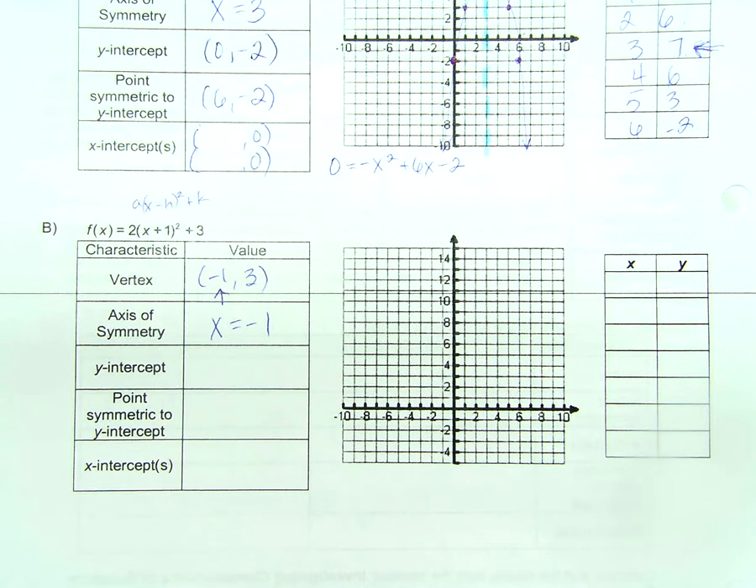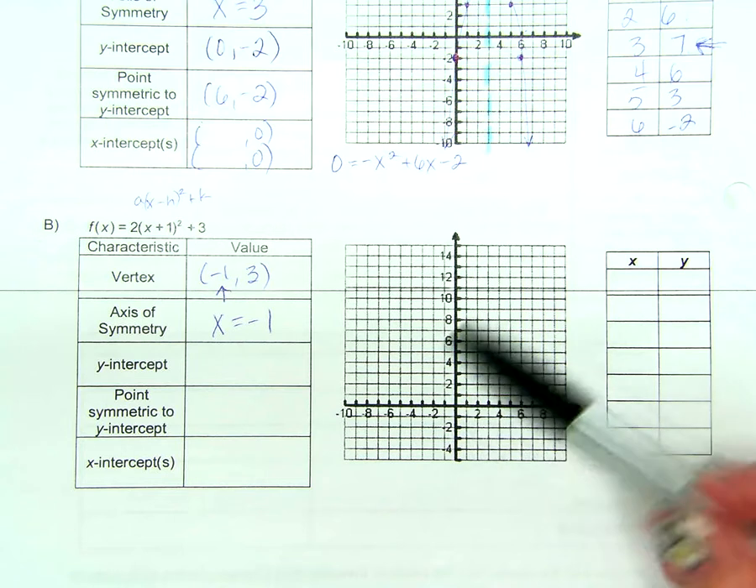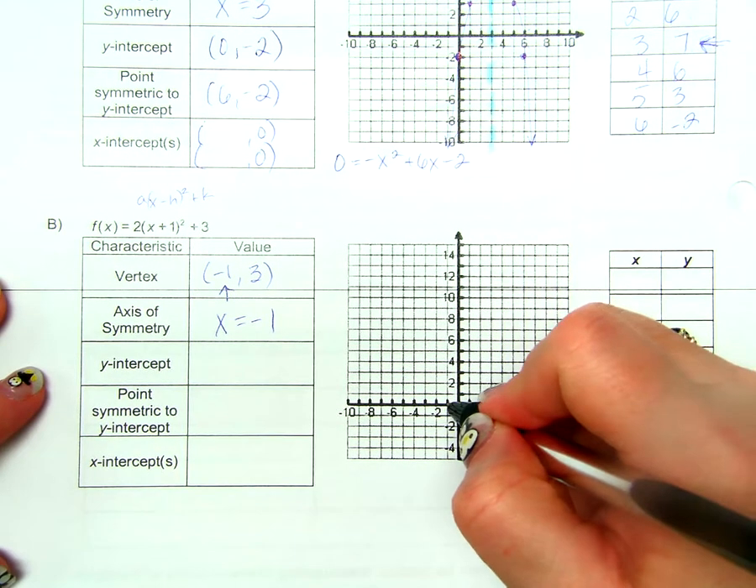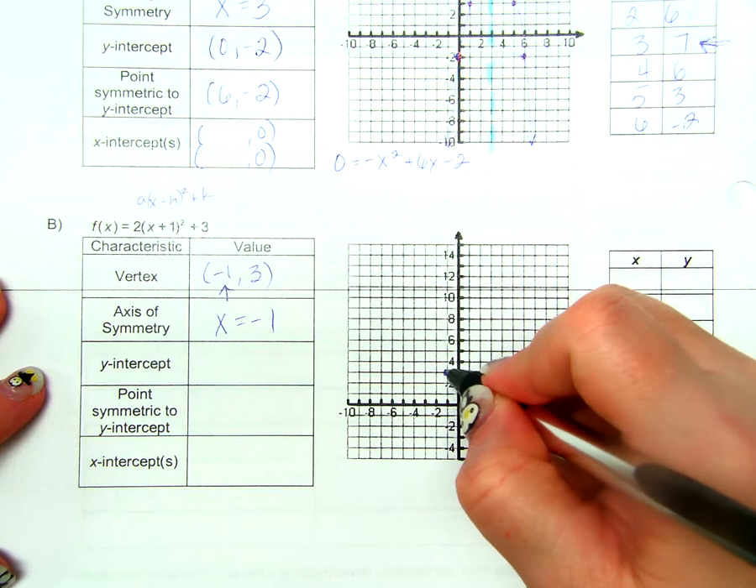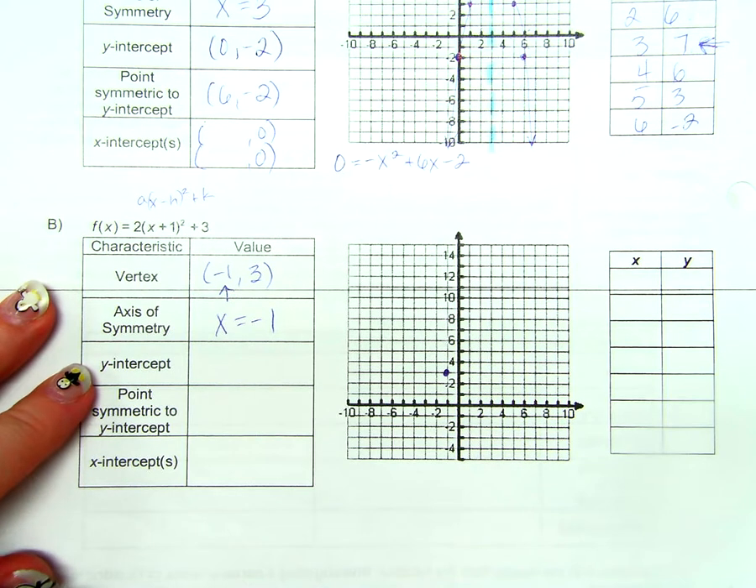Where's my y-intercept? Ooh, not as easy to see this time, is it? Y-intercepts are not as easy to see. So that may be something we find after we graph, right? So I know my vertex is left 1 and up 3, right? I do have a multiplier of 2, though, so I have to be super careful there.